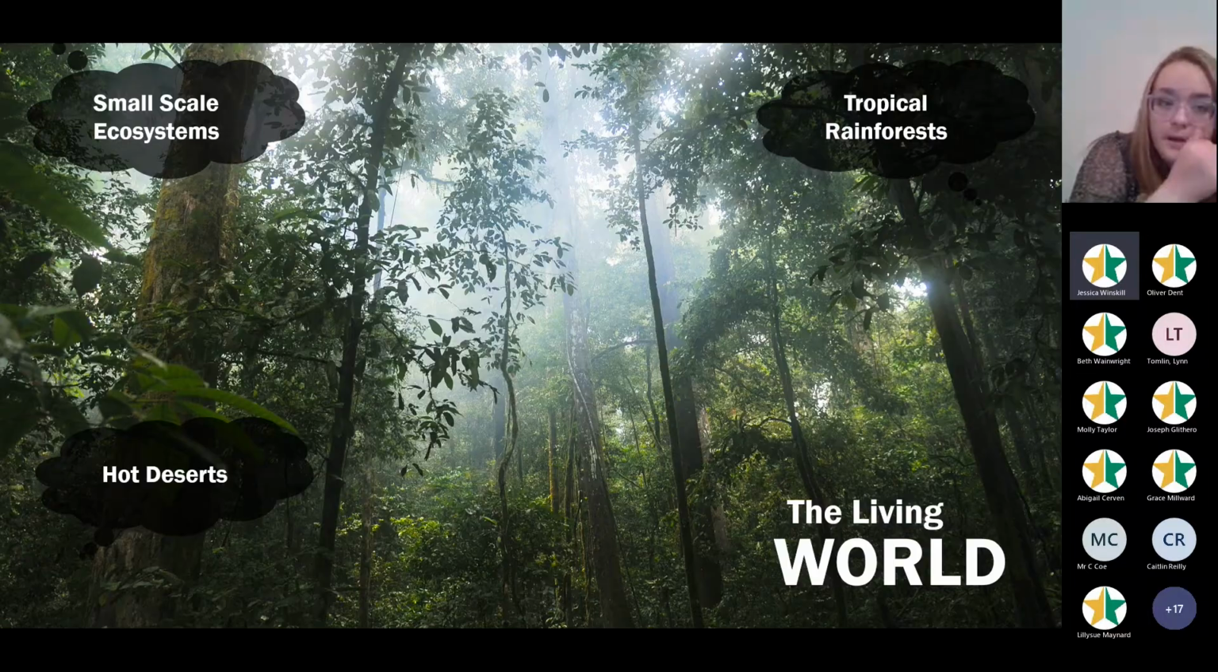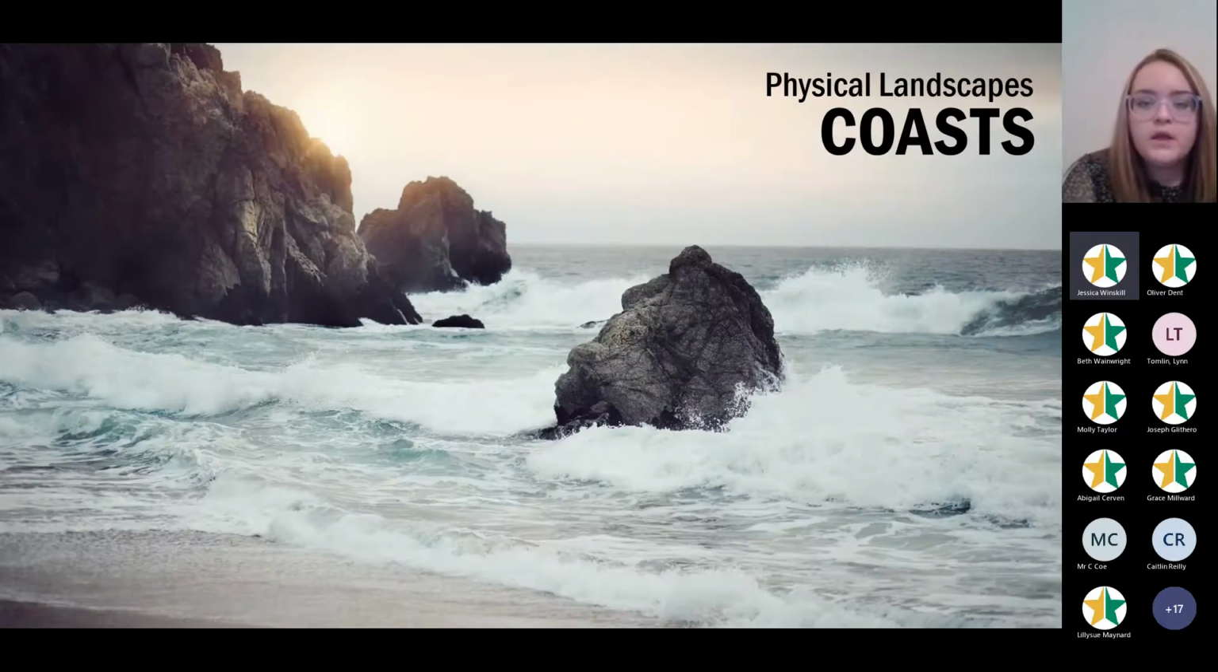Section 2 is the living world, where we look at different ecosystems with a focus of tropical rainforests, looking at the management of them and the uses. And then we focus on hot desert environments, looking at the opportunities and challenges in those environments and any management strategies needed. And we look at small scale ecosystems to understand the role of different components.